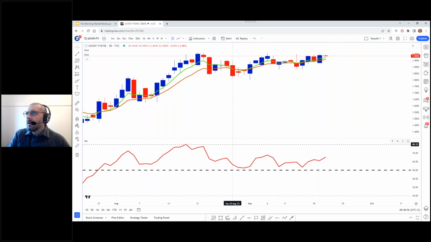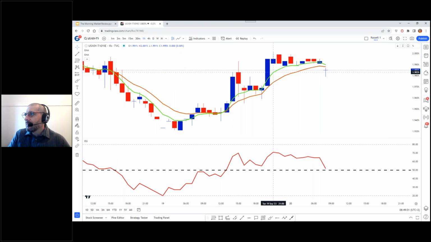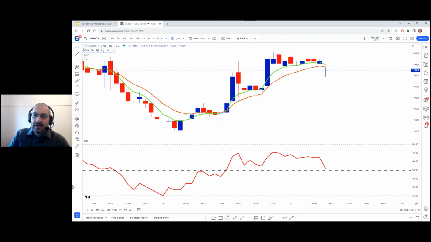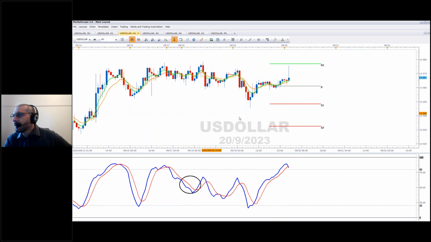Let's go to TradingView. All right, so if I'm on the hourly, the green moving average is the 5-period exponential moving average. I make that green, and the orange is a 10-period exponential moving average. So that's typically what we are looking at. All right, we've gone back to MarketScope.